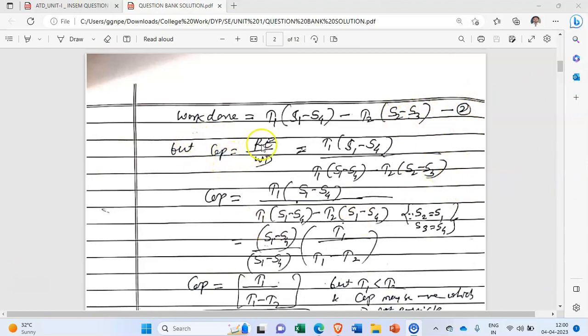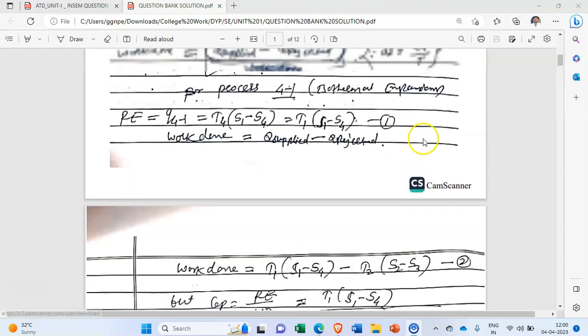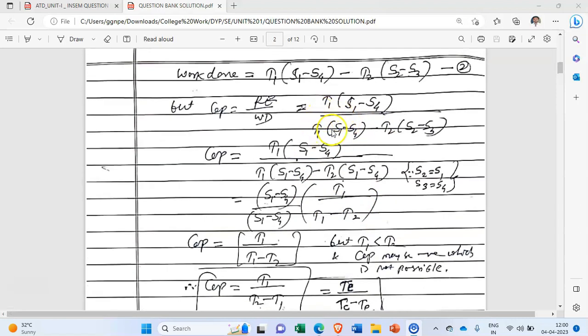But we know that COP is RE, that is refrigeration effect upon work done. So that is equal to T1 in bracket S1 minus S4, that is from equation number 1, upon T1 in bracket S1 minus S4 minus T2 into S2 minus S3. Now, this S2 minus S3 can be written as S1 minus S4. Why can we write this? Because we know that S2 is equal to S1 and S3 is equal to S4. So in place of S2 we can write S1, and in place of S3 we can write S4. Other things are the same.